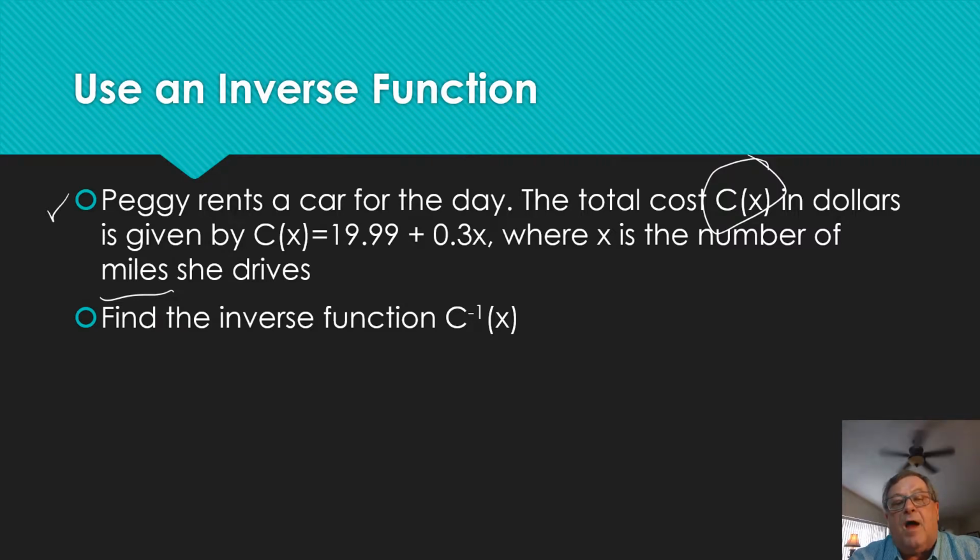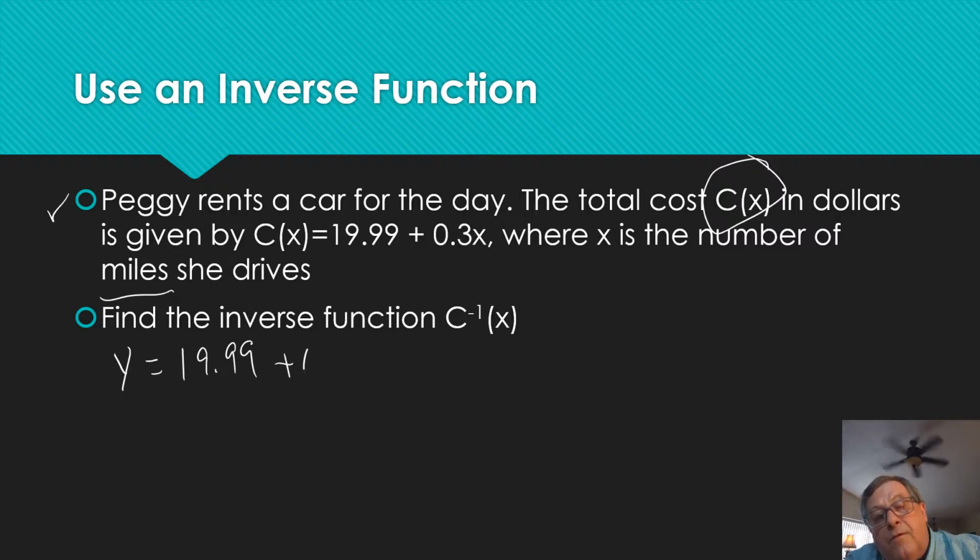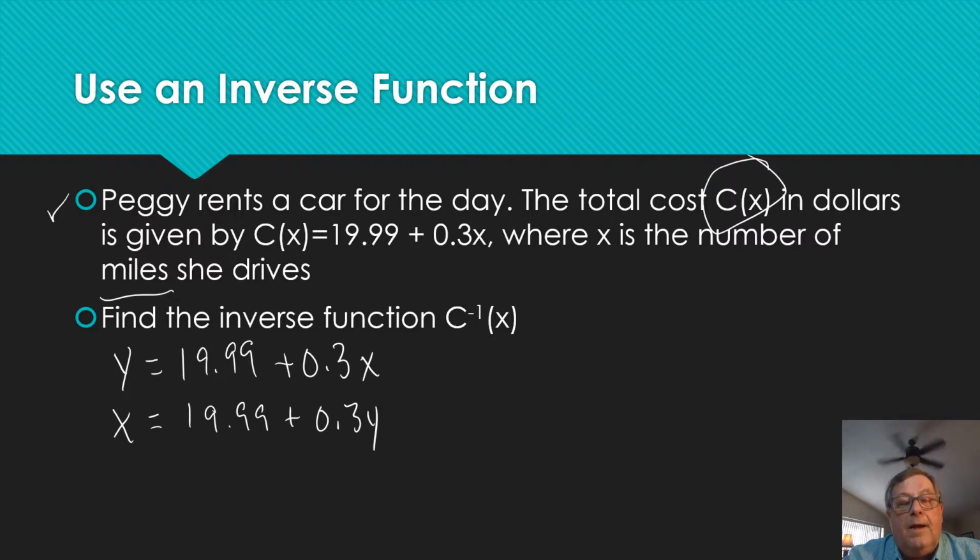Now we're asked to find the inverse function, so let's go about that. We're going to replace C of x with y. So now we have y equals $19.99 plus 0.3x. And now we're going to swap the x's and y's. So now I have x equals $19.99 plus 0.3y. And now we're going to solve for y.